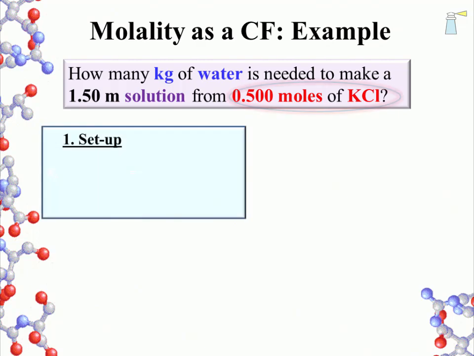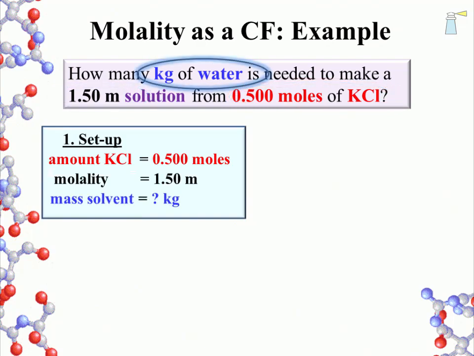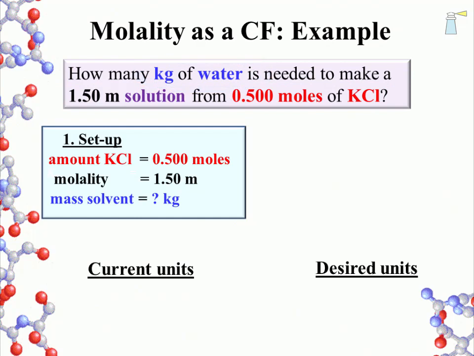Known from the problem is the amount of potassium chloride in moles. Also known is the molality of the solution. It is 1.50 molal. What is unknown is the kilograms of solvent in the solution. The gap between known and unknown is current units of 0.500 moles of potassium chloride and desired kilograms of solvent.